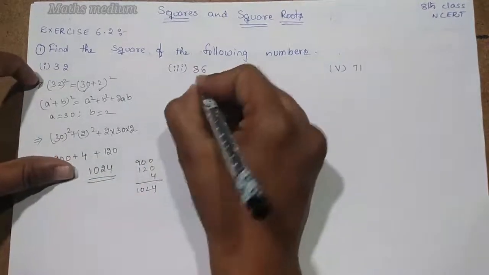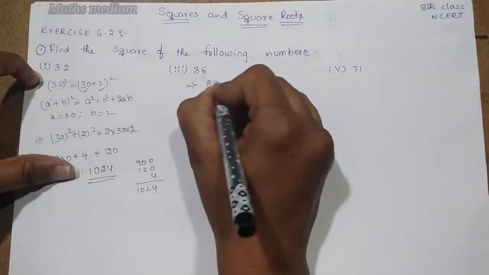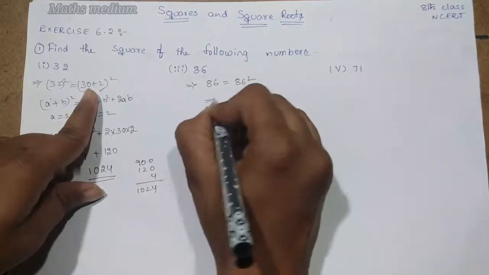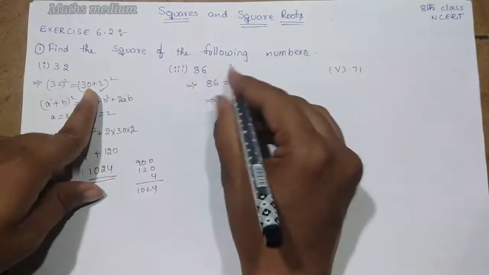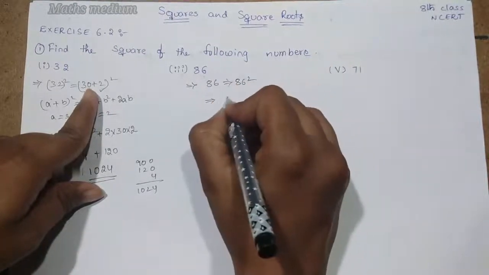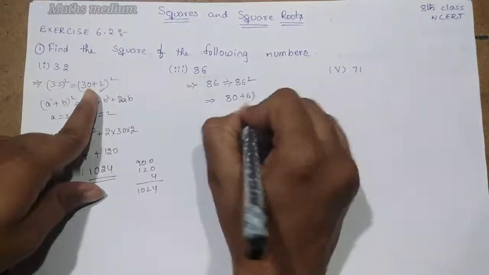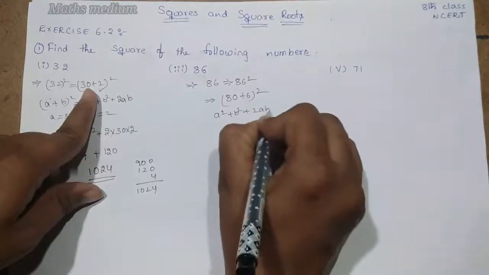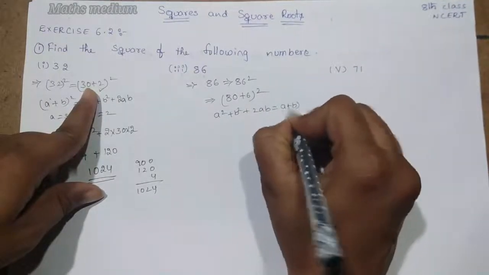Next coming to 86. This is also same like this. So we need 86 square. Now we have to find the square, right? So that's why I am writing it as 80 plus 6 whole square. Now apply the formula a square plus b square plus 2ab is equal to a plus b whole square.